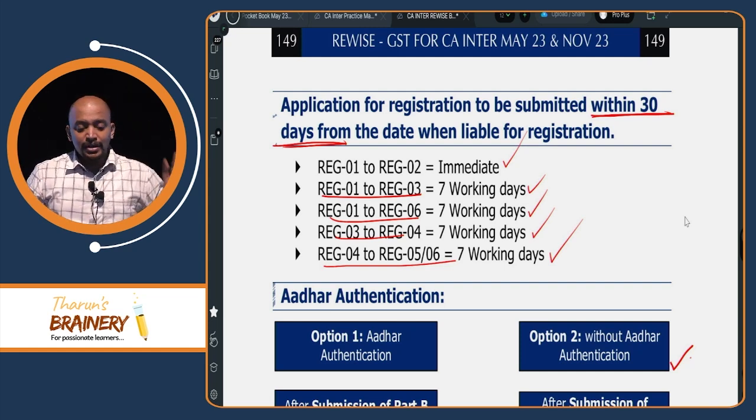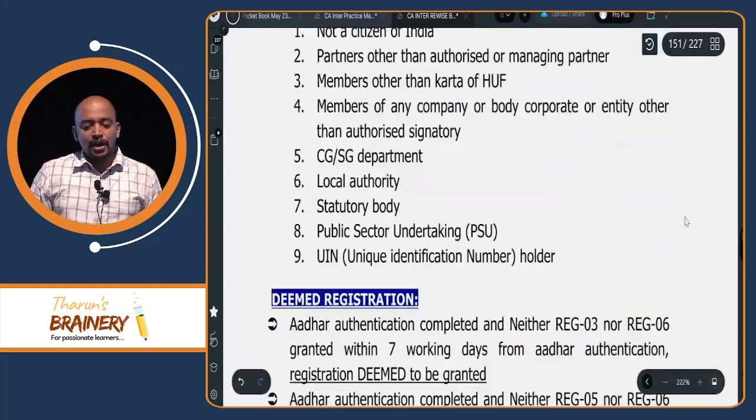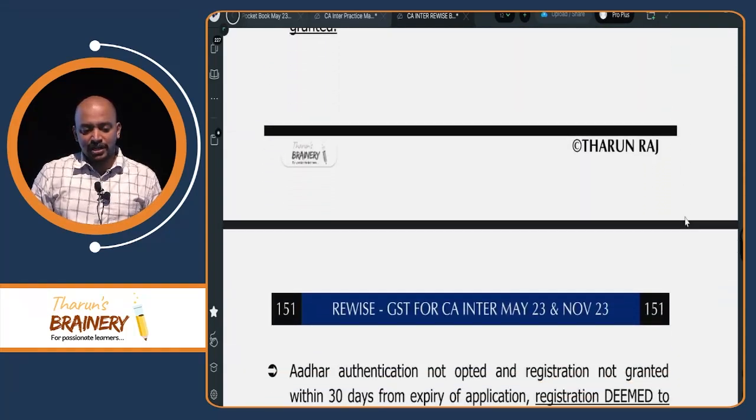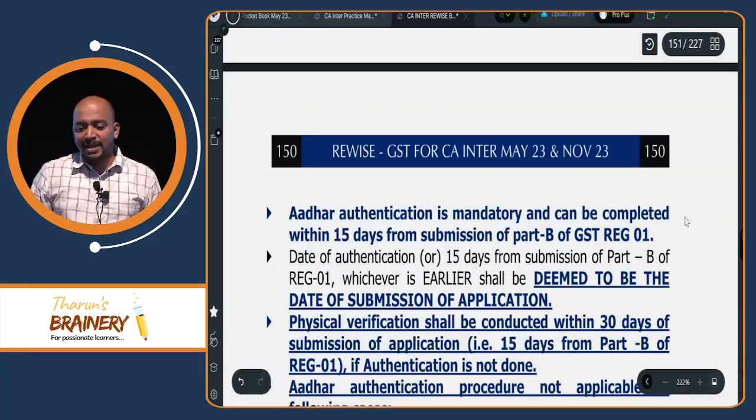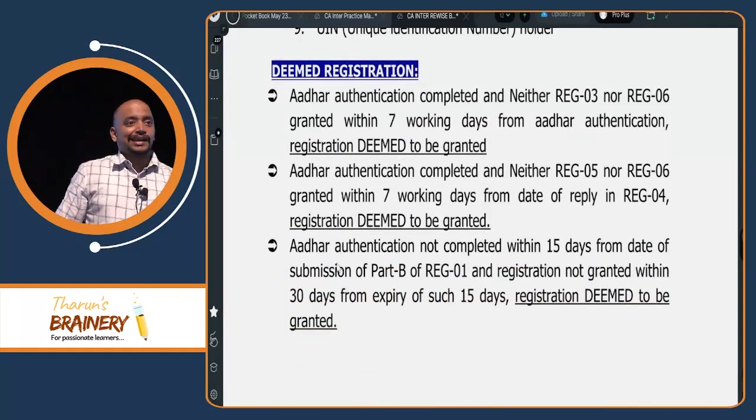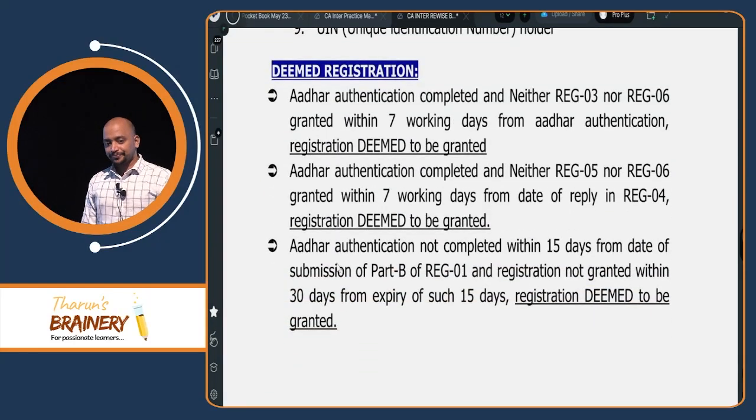4 points you understood? So these 4 points are only called as deemed registration, which you can see in page number 150 and mark it as important for short note. Deemed registration.